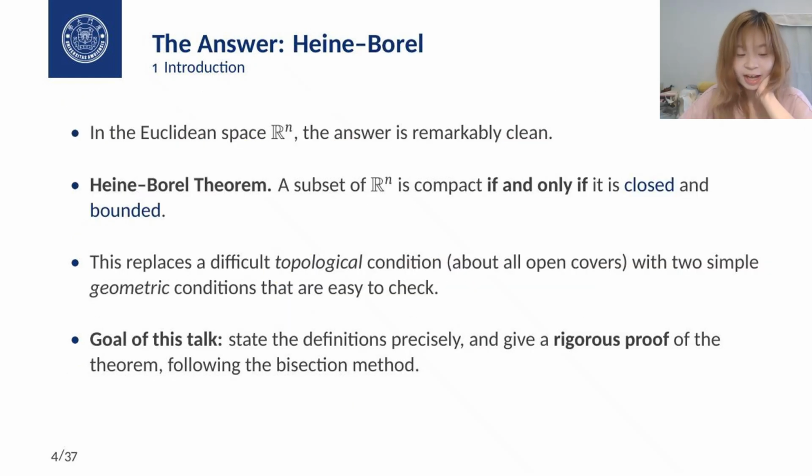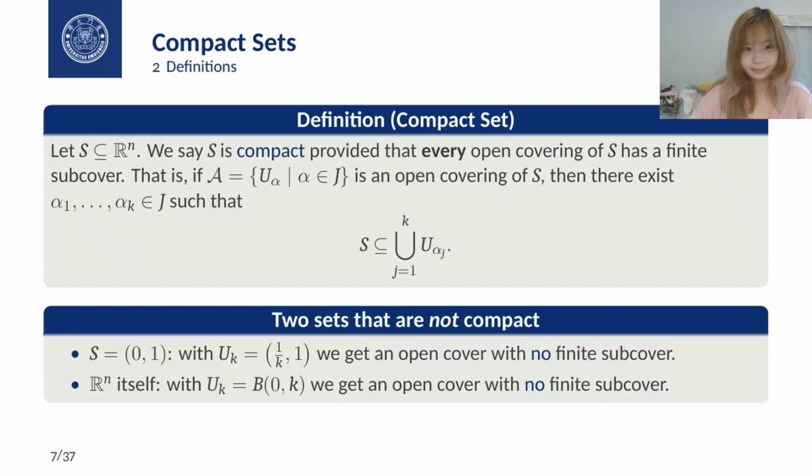And that's exactly where Heine-Borel comes in. It says, in R^n, a set is compact if and only if it is closed and bounded. That's it. You just need to check two simple conditions in 5 seconds. So this theorem takes something abstract and turns it into something concrete. That's why it's such a big deal.